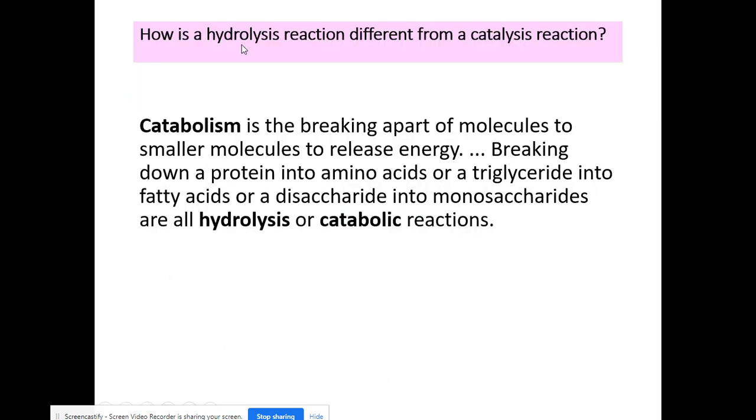Right, how is hydrolysis reaction different from any sort of catabolic reaction? The fact of the matter is you can think of them as exactly the same thing, really.